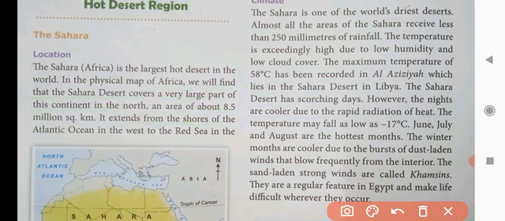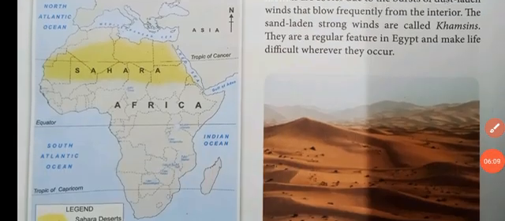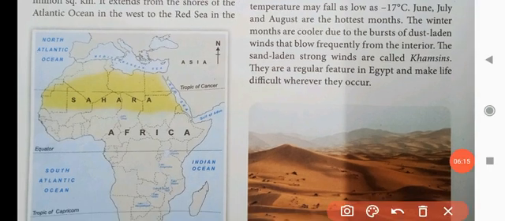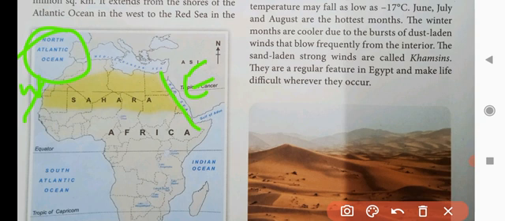So let's see in the map. Here the western part, that is Atlantic Ocean. Here this is Atlantic Ocean in the western part, and the eastern part that you can see, this is Red Sea. It means both sides, western and east, are connected with the water area, though it is a desert. Okay. So in the southern, I think it is clear to all of you. Now let's see the other point about the chapter.